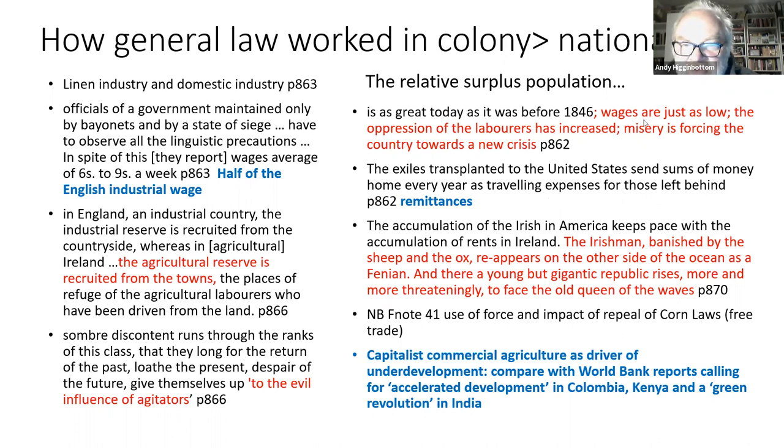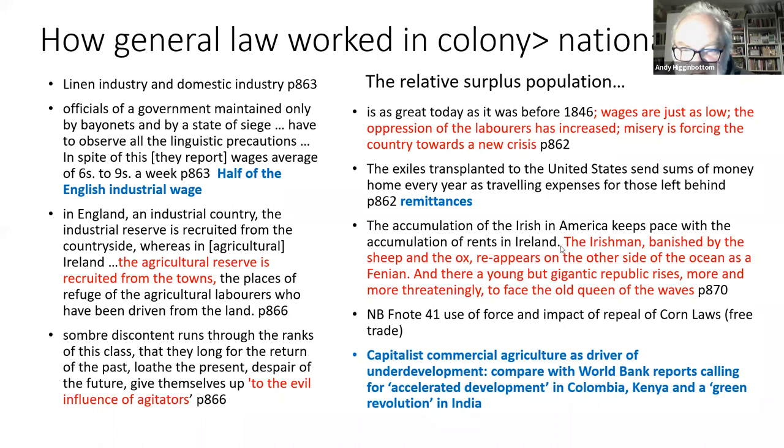Wages are just as low. The oppression of the laborers has increased. Misery is forcing the country towards a new crisis. So what you've got in Ireland is an extension, but also a difference with how the general law of accumulation works.